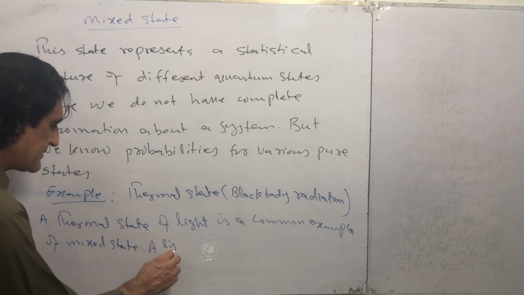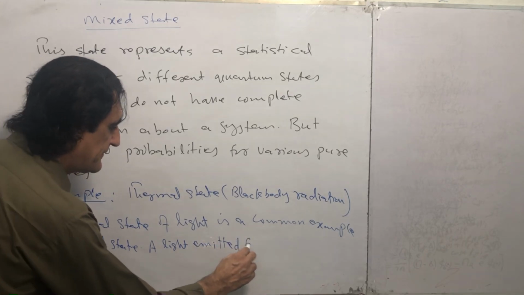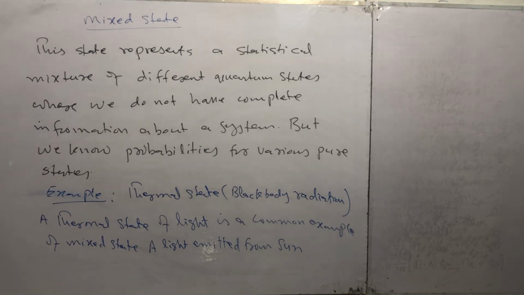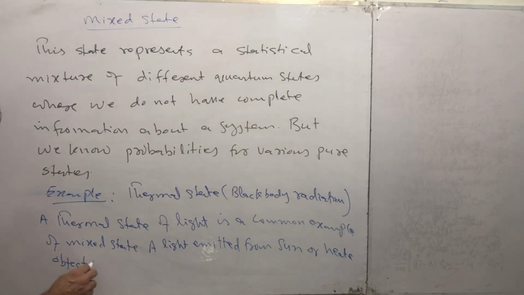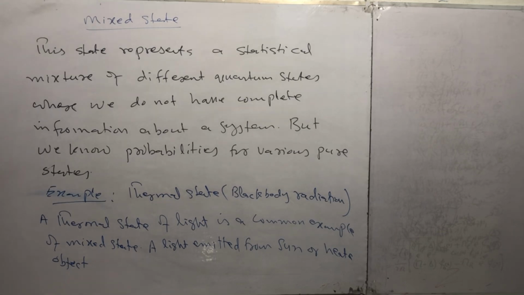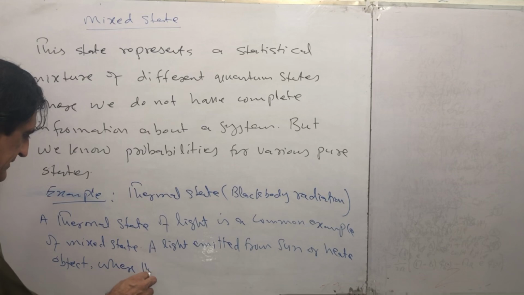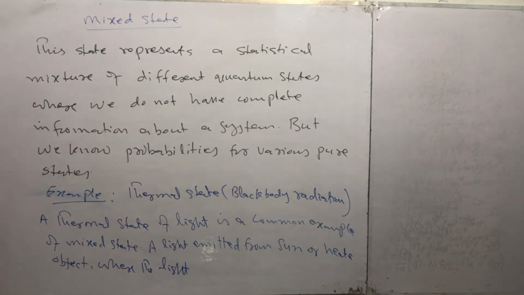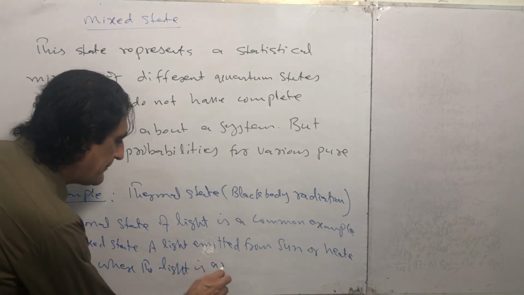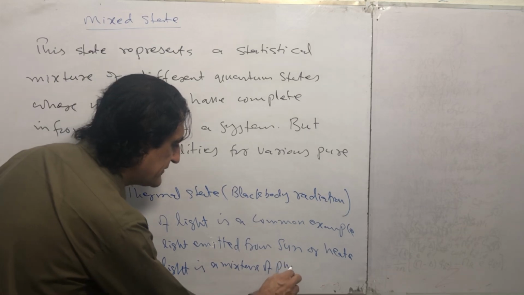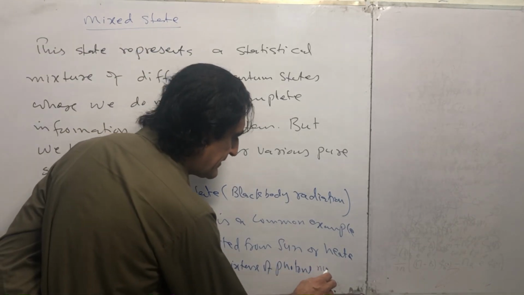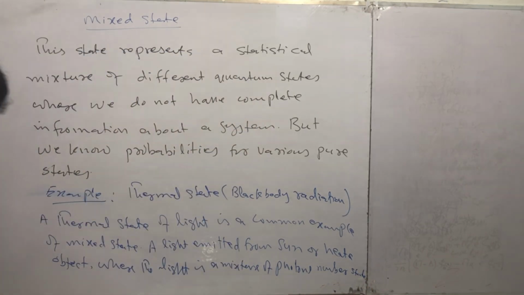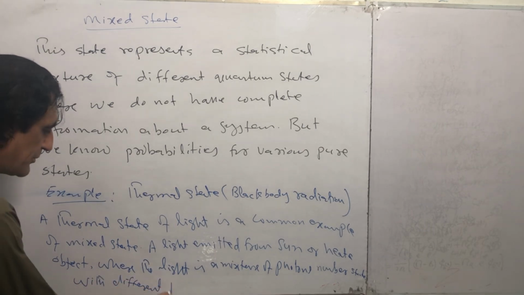For example, light emitted from the sun or some other heated object, where the light is a mixture of photons, number states with different probabilities.